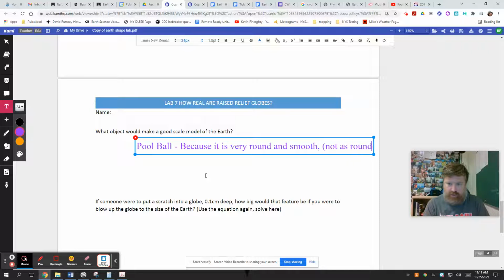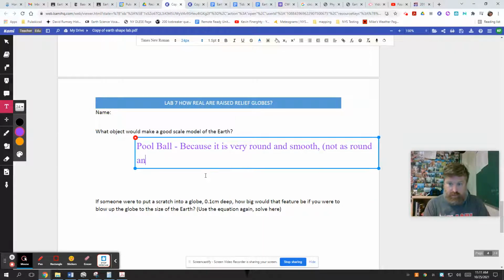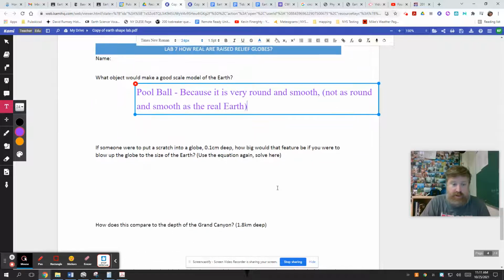Not as round and smooth as the real Earth. The real Earth is incredibly round and incredibly smooth.